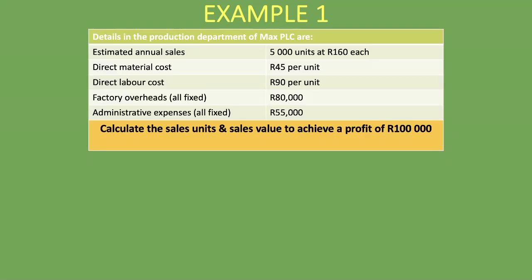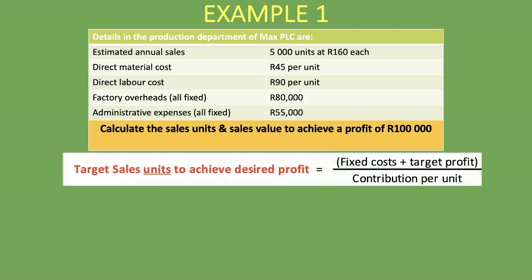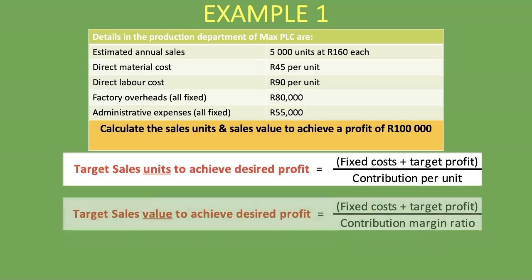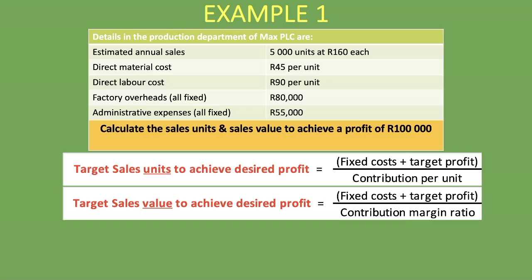We are given the details in the production department of Max PLC. We've got the estimated annual sales, direct material, direct labor, and the fixed costs that we have. We are asked to calculate the sales units and the sales value to achieve a profit of 100,000 Rand. So again, what is our formula? Well, firstly, we have to calculate the sales units to achieve a profit of 100,000 Rand. So for us to do that, we take the fixed cost plus the target profit divided by the contribution per unit. And the second one that we have to calculate is the sales value to achieve a profit of 100,000 Rand. And obviously, you have seen the formula from the previous slide.